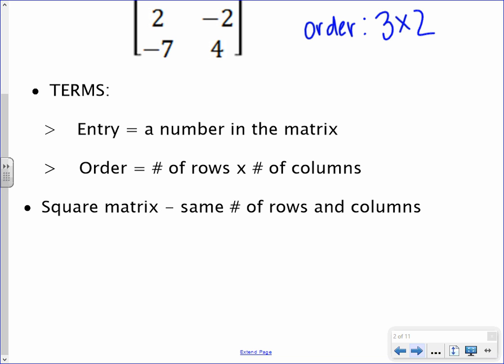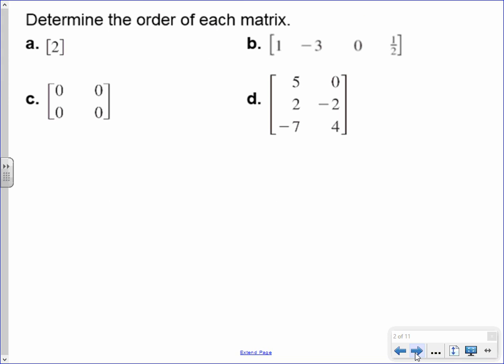Okay, on the next slide, there are going to be 4 matrices. I would like you and your group to work collectively on identifying the order of each matrix. Remember, the order is count the number of rows by count the number of columns. Okay, here are our 4 matrices. I want you to identify the order of each with your group. So I'll give you a moment to write them down if you wish.